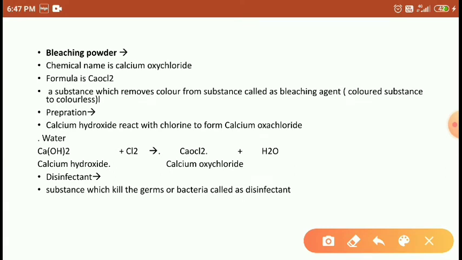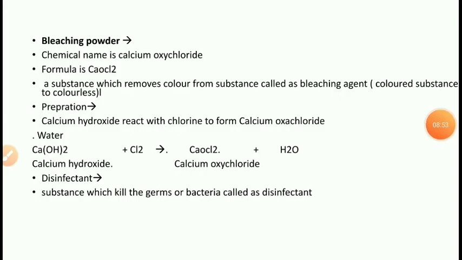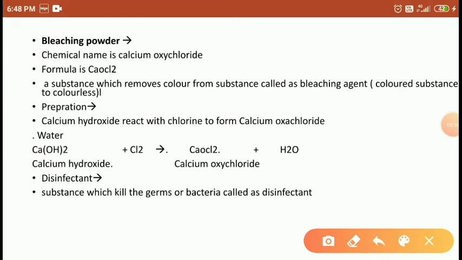So next is bleaching powder. The next topic is bleaching powder. Bleaching powder is the common name. The chemical name of bleaching powder is calcium oxychloride, students. And the formula is CaOCl2. This is the formula of bleaching powder, or the formula of calcium oxychloride.